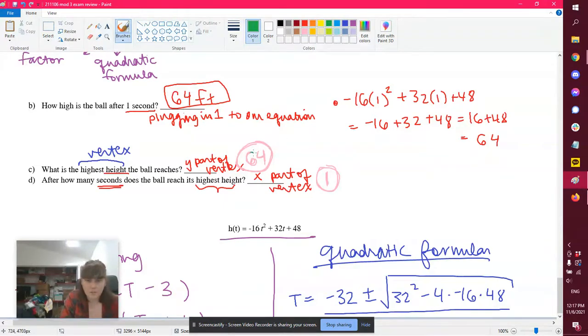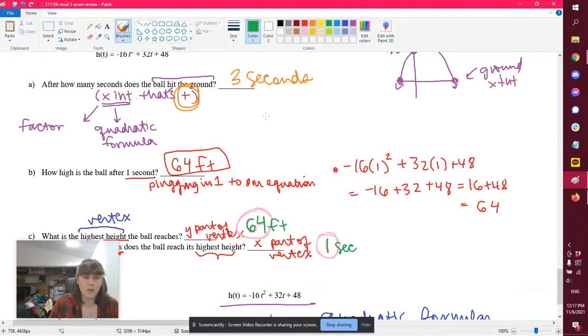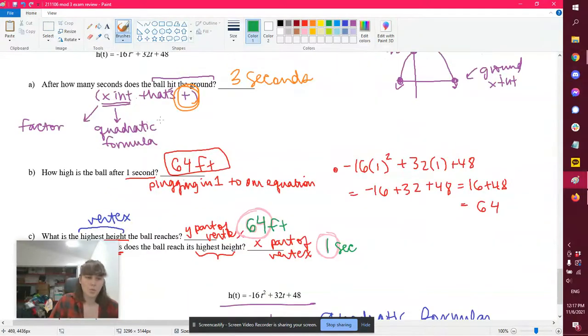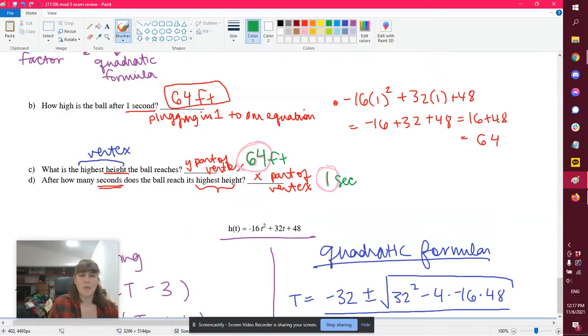Let's make that a color you can actually read. 1 second and 64 feet. Again, we'll do this one on Monday as well, but the big thing is that when we hit the ground, that's just the x-intercept. When we ask how high is the ball after a number of seconds, we're just plugging in that number for seconds. And when we're talking about the highest height, we're always talking about the vertex. All right, again, we'll go over this one again on Monday, and we'll see how it goes.